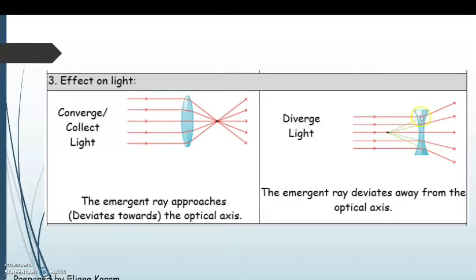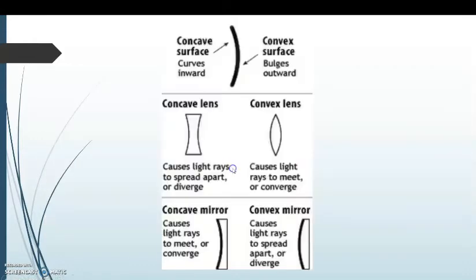When these emergent rays hit the diverging lens, they are going to spread out, so they deviate away from the optical axis. This is how we can also differentiate between a converging lens and a diverging lens.